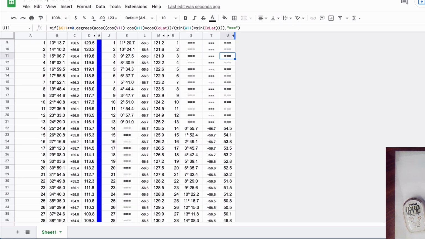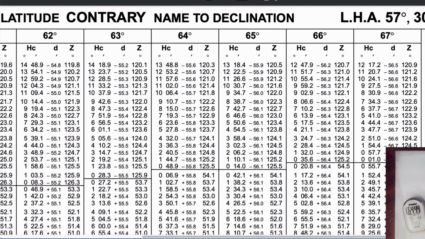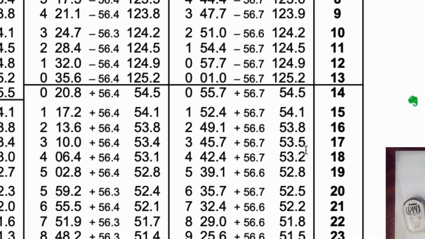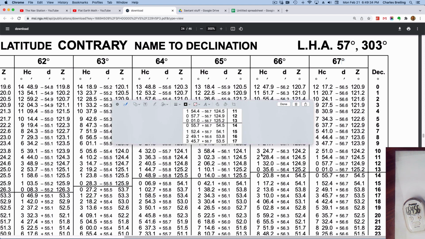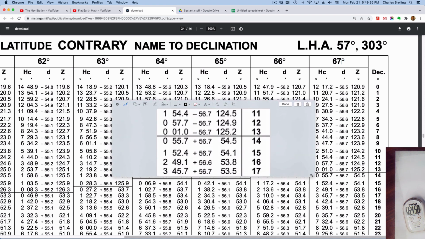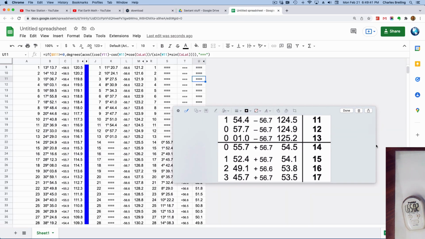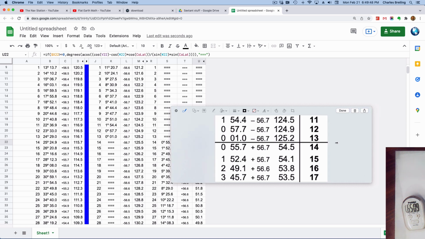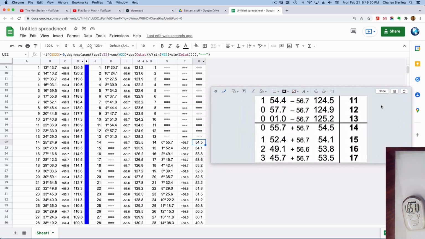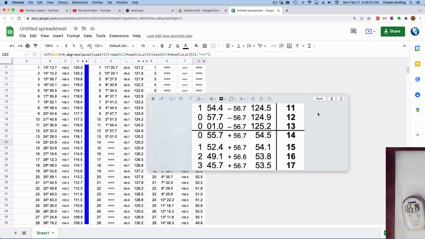So I'm going to go back and take a photo of this. Let me take a little snapshot. I just want to snapshot the crossover, where the top half is contrary and the bottom half is same. So let's compare this to our spreadsheet. Oh, I can't change the size. All right, so how did we do?